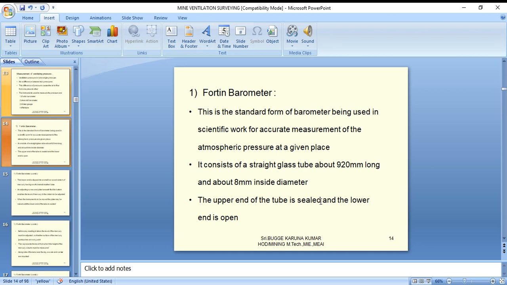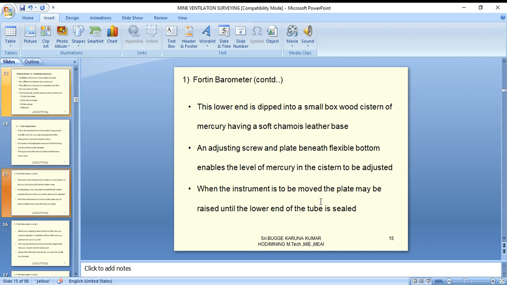This is a standard form of barometer, used in scientific work for accurate measurement of the atmospheric pressure at a given place. It consists of a straight glass tube about 920 mm long and about 8 mm inside diameter. The upper end of the tube is sealed and the lower end is open. This lower end is dipped into a small box of mercury having a soft leather base, and an adjusting screw and a plate beneath the flexible bottom enable the level of mercury in the cistern to be adjusted. When the instrument is to be moved, the plate may be raised until the lower end of the tube is sealed.